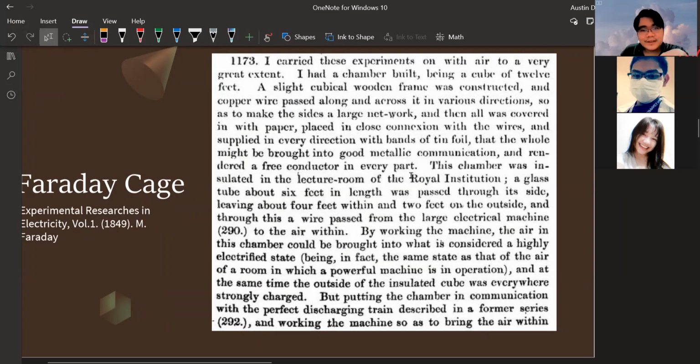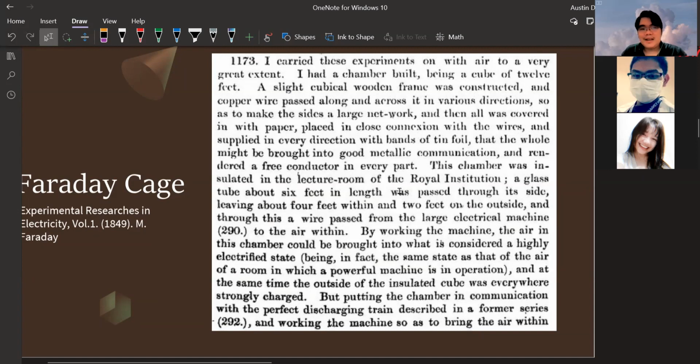Okay? So, this chamber was insulated in the room, in the lecture room. Outside nung cube mo, insulated siya with everything. Okay? So, sa Royal Institution, and then a glass tube about 6 feet in length was passed through its side, leaving about 4 feet within and 2 feet on the outside. Through this, a wire passed from the large electrical machine to the air within. So may connection yung loob. Tapos, tinitignan niya ngayon kung yung air magiging charged inside.